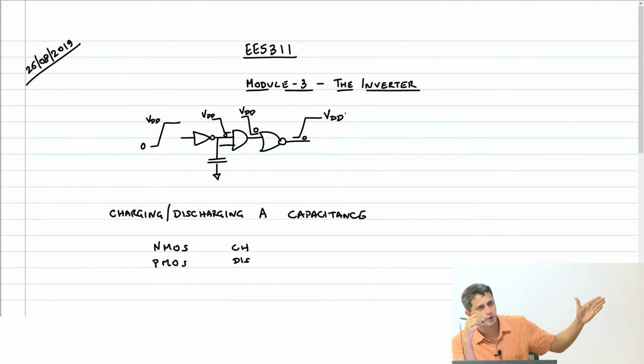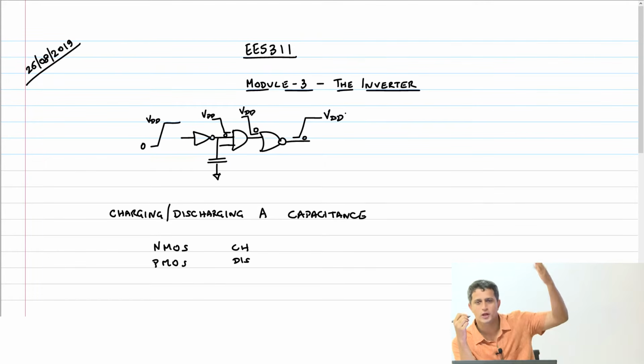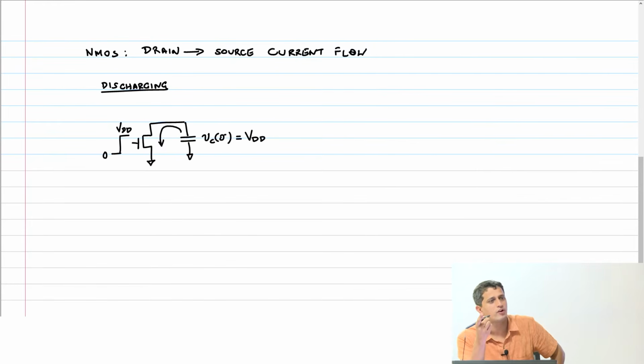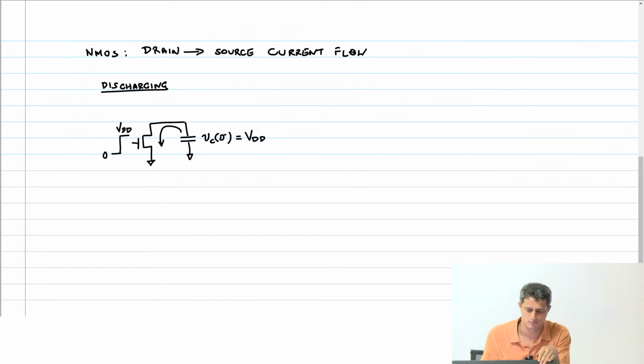So when we propagate a logic signal through some logic gates, we want the logic signal to swing all the way, rail to rail, from 0 to VDD. Which means that when a capacitor is being discharged by the NMOS transistor, the hope is that it can discharge it all the way to ground. So let's see if that will happen here.